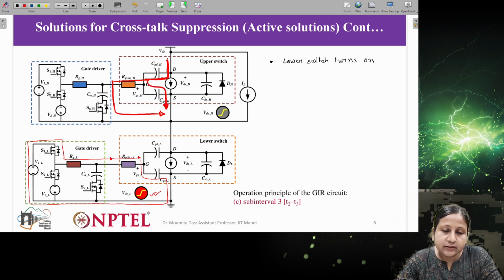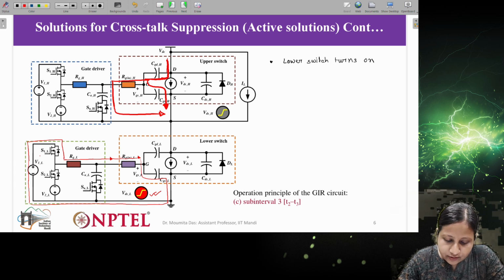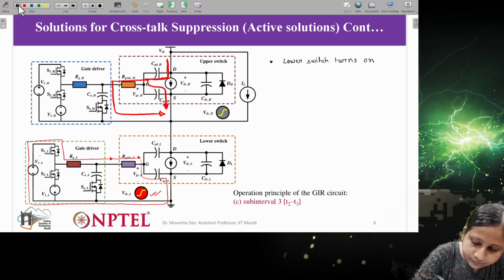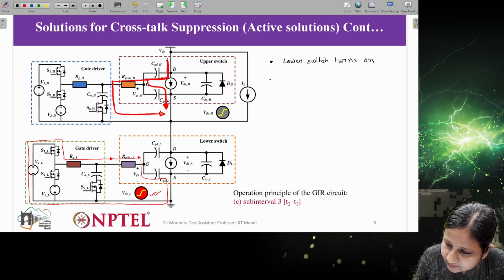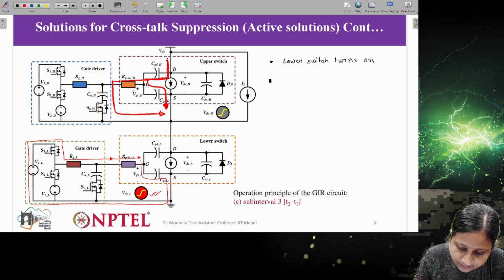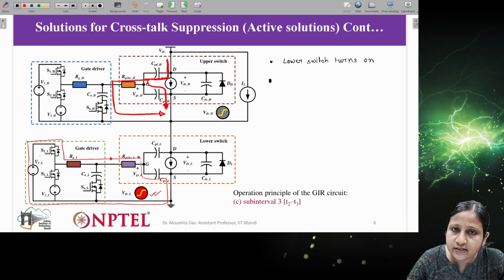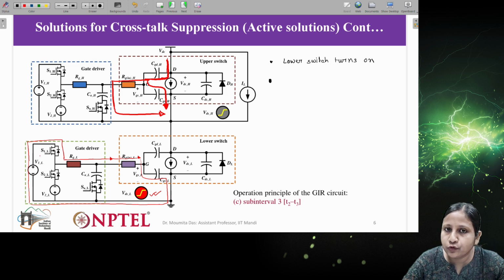Now this auxiliary capacitance, as you can see here, will provide the low impedance path, and the current will flow through the auxiliary capacitance to the device. Because it is not flowing through the gate driver part, it will not turn on the upper switch. So the upper switch is protected during this crosstalk turn on condition.